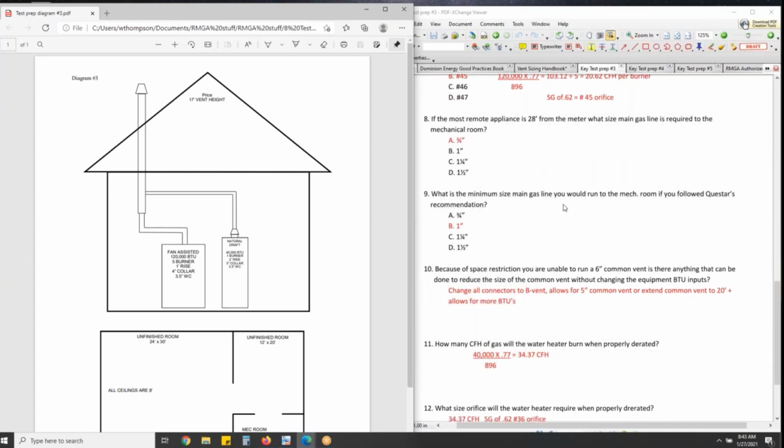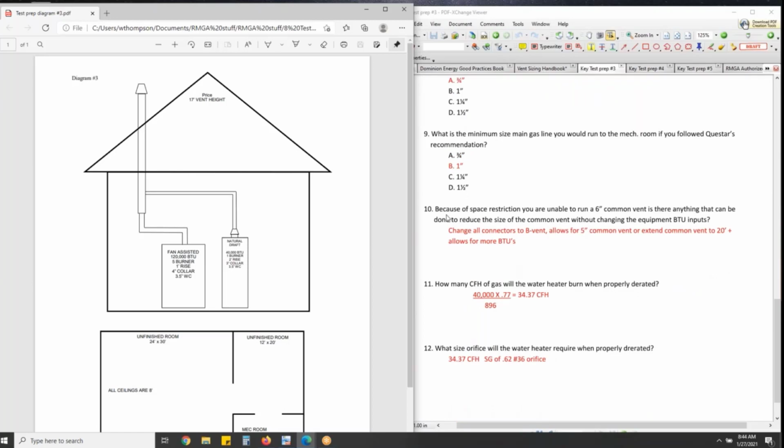What is the minimum size main gas line you would run to the mechanical room if you followed Questar's recommendation? Questar always recommends you run at least a minimum of 1 inch. Now that is not a you shall, it's, hey, we recommend. Yeah, I can run a 3/4, but they recommend you run a 1 inch to allow for future expansion. That's what that's all about.